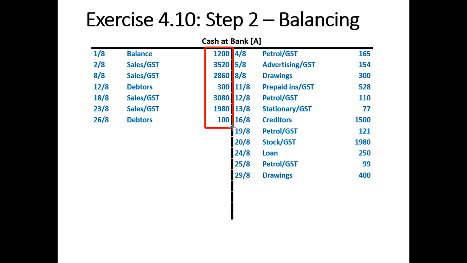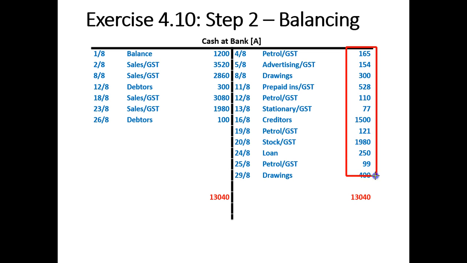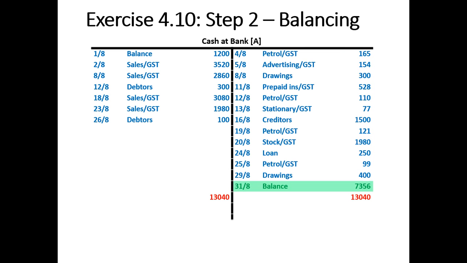So there's all our debits. We need to add those up, and then we'll go and add up all of our credits. And we're trying to figure out which side is the biggest. So in this case, we've got a bigger side on the debit side. So we're going to write the total of all those debits as 13,040. Transfer that over, and then we'll subtract away all these credits here from our total of $13,040. And if we do that, we'll get a balance of $7,356.